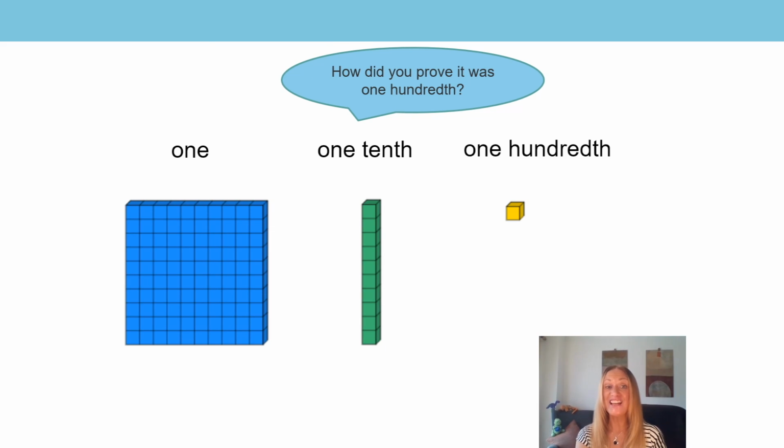How did you decide that the yellow block was 100th? Did you see how many yellow blocks would cover the blue block by tracing with your finger? I did too. Shall we have a quick go together? Do you think you can help me to count? 1 100th, 2 100ths, 3 100ths, 4 100ths, 5 100ths, 6 100ths, 7 100ths, 8 100ths, 9 100ths, 10 100ths.